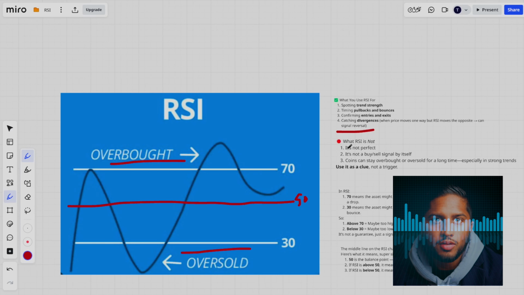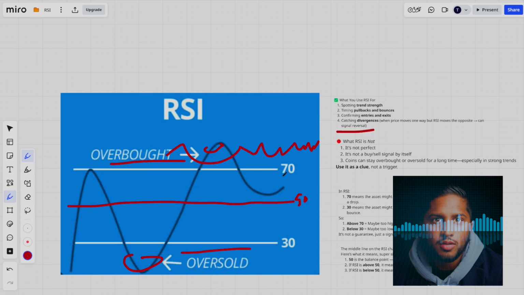What RSI is not: it is not perfect. If you just rely on these signals, you will lose. It's not a buy and sell signal by itself. Coins can stay overbought and oversold for a long time, especially when strong trends are happening. So just use it as a clue, not a trigger.